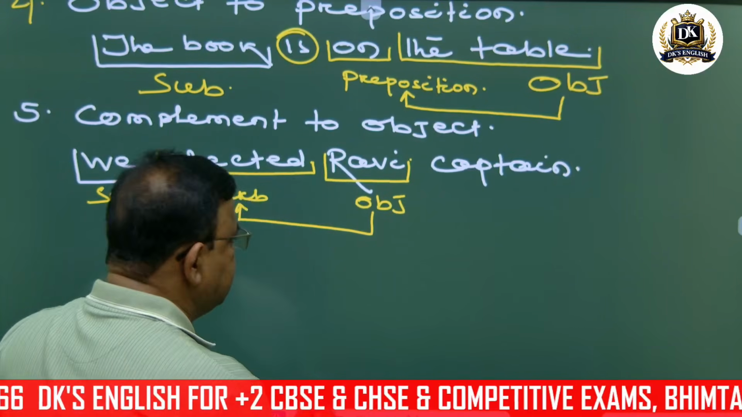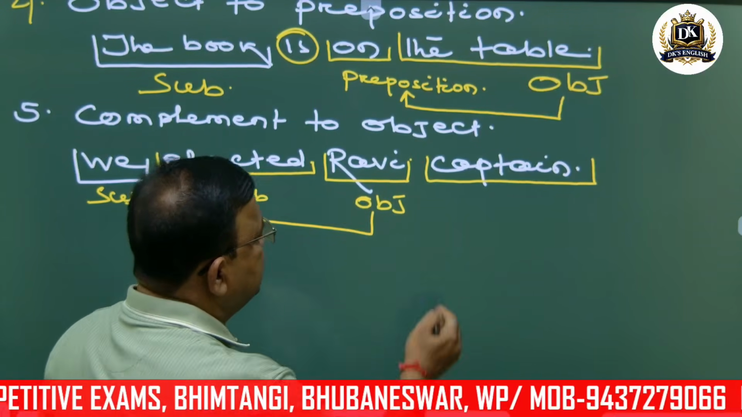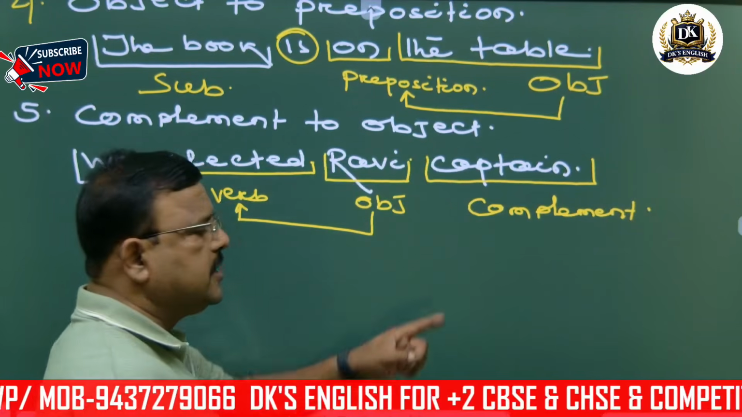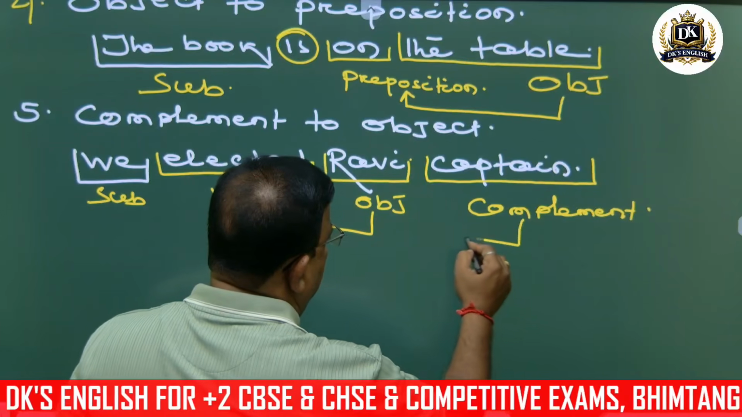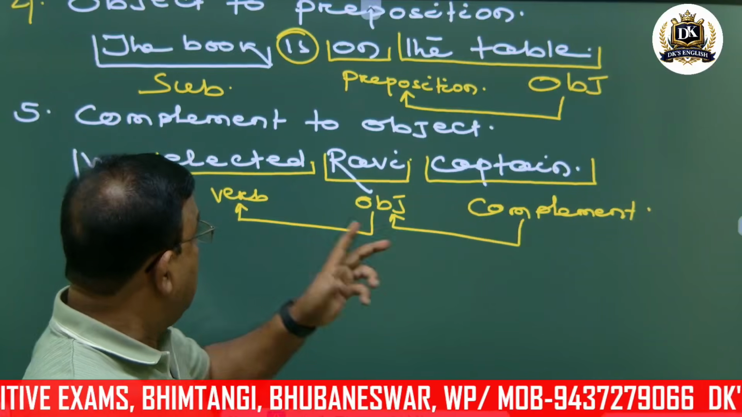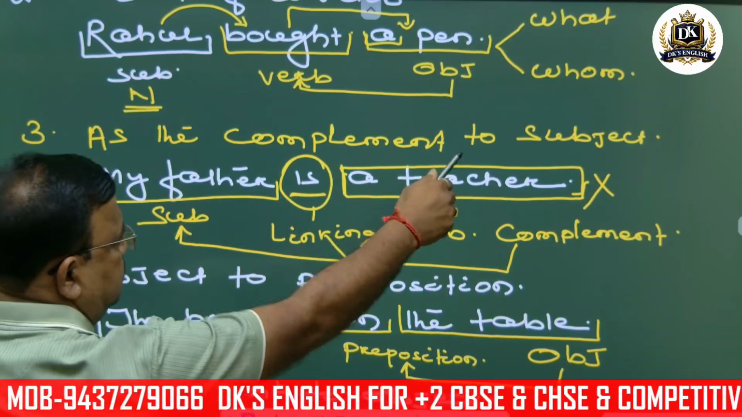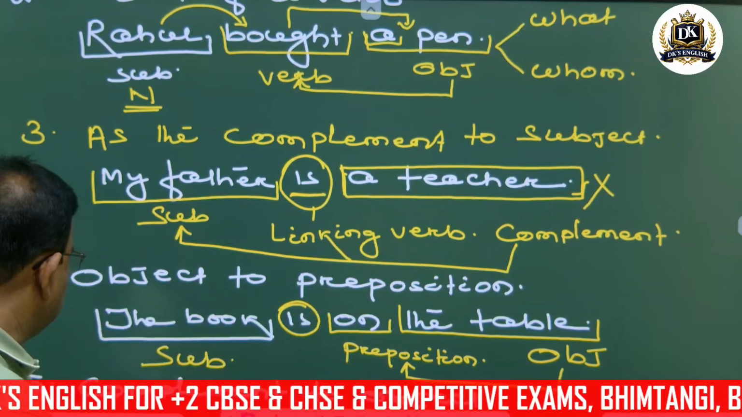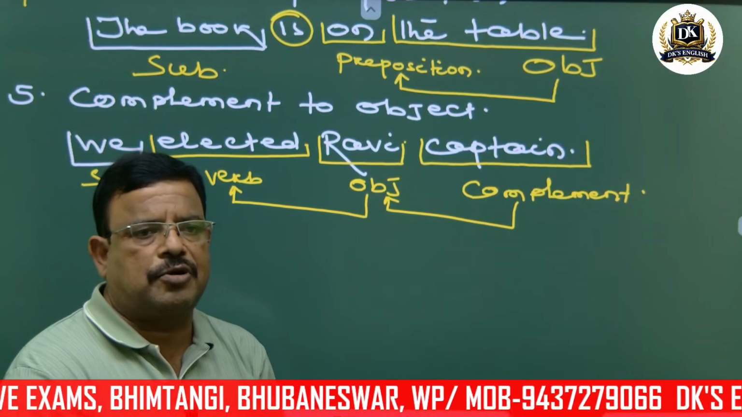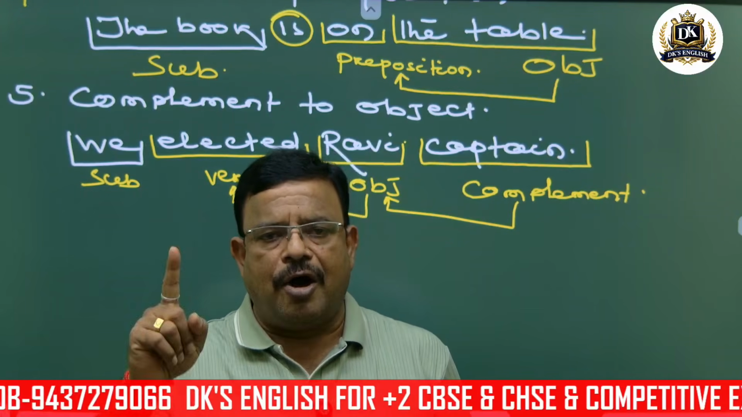In this case, this captain, you know, captain is also a noun, so here this is the complement. But here the question comes: it is the complement of what? It is the complement of the object, or what you say, object complement. I told you before in this part, mark here, the complement to the subject, so here it is your subject complement. But whenever I come to this point, it is the object complement, I mean complement to object. So complement comes in these two cases: complement to object or complement to subject.